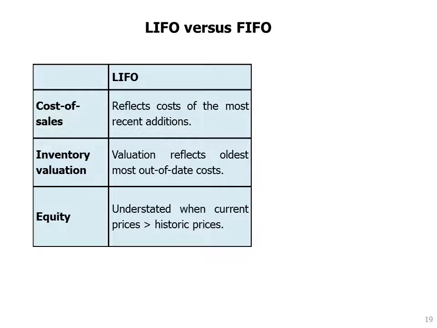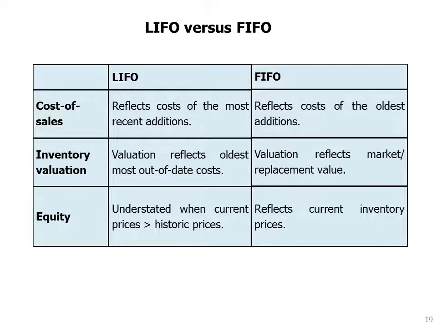So just a summary. Under LIFO, cost of sales reflects the cost of the most recent additions. Inventory valuation reflects the oldest, most out-of-date costs. And the value for equity is understated when current prices are greater than historic prices. FIFO, by way of contrast, cost of sales reflects the cost of the oldest additions, and the inventory valuation reflects better market replacement cost. And the equity better reflects current inventory prices.